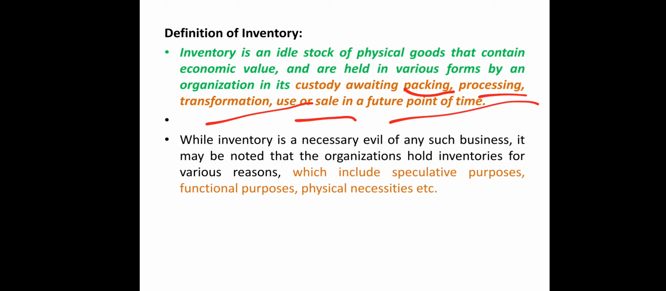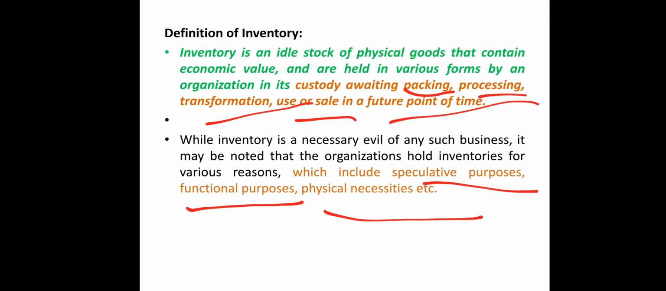While inventory is a necessary evil of any business, it may be noted that organizations hold inventories for various reasons. So why does an organization hold inventory? There are many reasons. The first is speculative purpose: in future the price can increase, so they make a profit by storing material. Then functional purpose: they have to process material, so they require raw material and store it in advance, so they will not face a lack of supply or insufficient availability of raw material. So for functional purposes they maintain an inventory, and also for physical necessities of product processing.